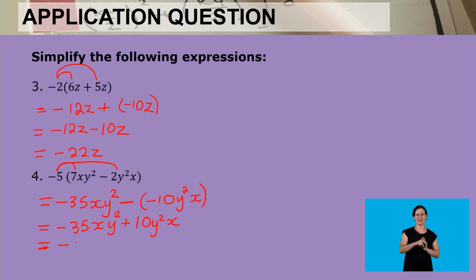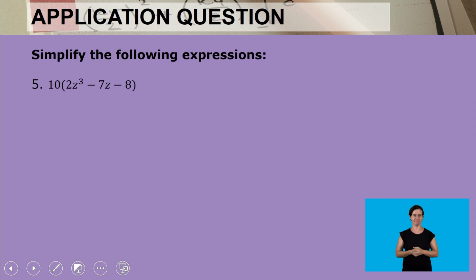So what would -35 plus 10 be? Do you know the answer? Yes, it is a -25 x and a y squared. So those variables as bases, they remain the same. Let's move over to the next question.